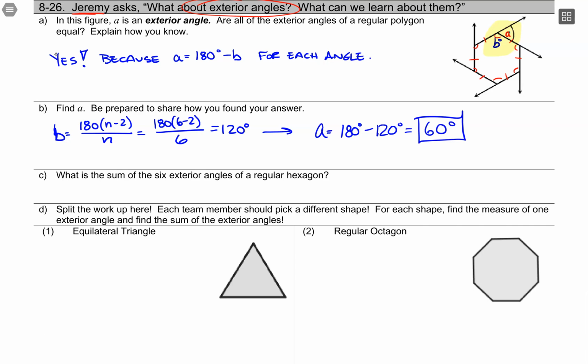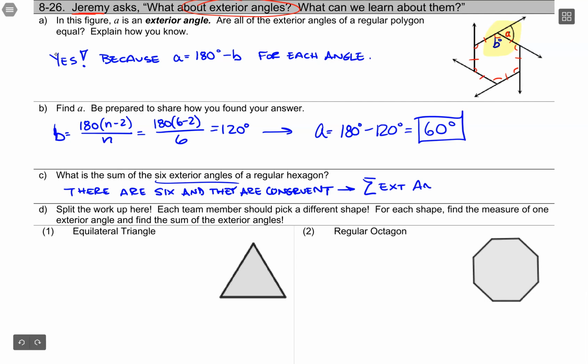Part C says, what is the sum of the 6 exterior angles of a regular hexagon? Well, we have 6 of them, and they're all the same. So I'm going to use our sigma again, sum, this time of the exterior angles, abbreviating there. It's going to be 6 times 60 degrees, and that's a total of 360 degrees. So for a regular hexagon, 6 sides, the sum of the 6 exterior angles, there'd be 1 here. The sum of all 6 of those is 360 degrees.